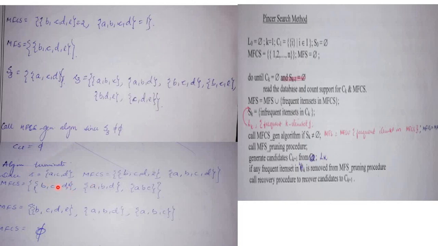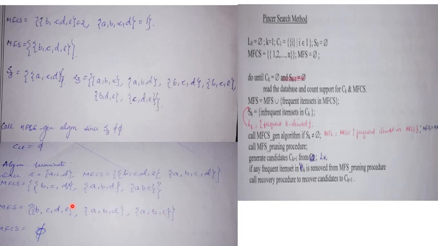So now I hope you can make out the difference. I have some sets in MFCS here whose count is already read when I just enter the loop. I'm not doing any new reading here. So what do I do? MFS equals MFS union frequent item sets in MFCS. So I move all the frequent item sets in MFCS to MFS, and my MFS will have these 3 items.